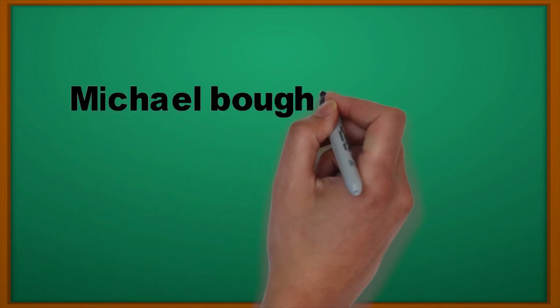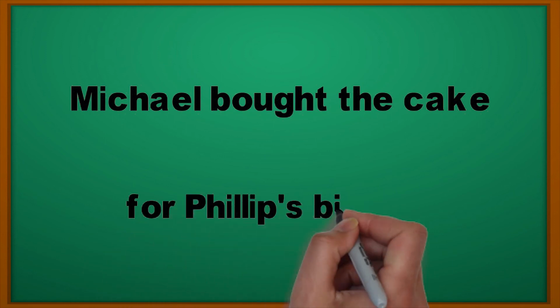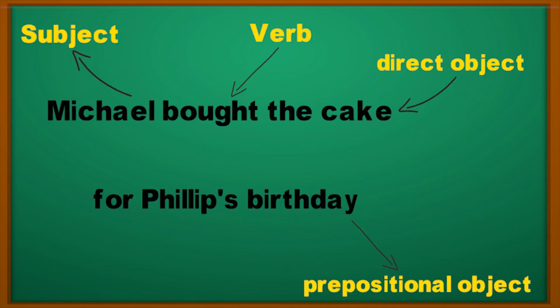Mikhail bought the cake for Philip's birthday. So I'll give you a couple of seconds to guess the subject, verb, direct object, indirect object and a possessive noun in the sentence. Good job if you all got it correct.